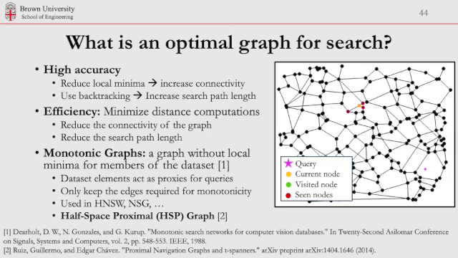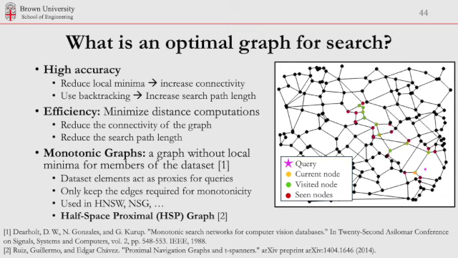I haven't answered if there's an optimal graph for search, but a monotonic graph seems to be up there as one of the best. There are generalizations of monotonic graphs, but those require adding more edges, which reduces your efficiency. So from what I can tell, the monotonic graph's a good balance. This idea of monotonicity is used in a lot of state-of-the-art indexes like HNSW. And in particular, one example of a monotonic graph is the half-space proximal graph.